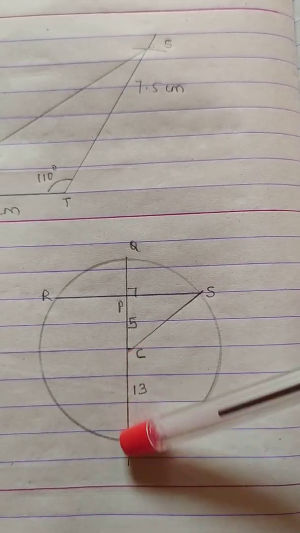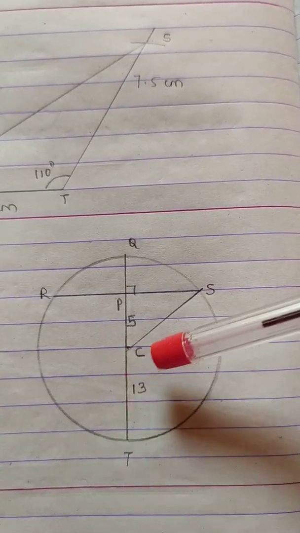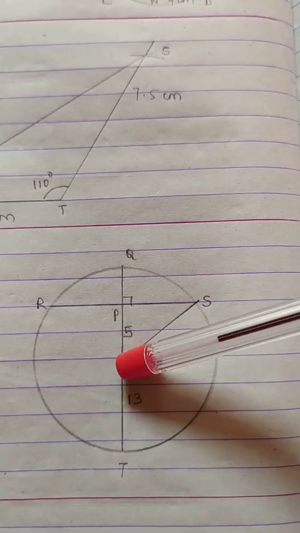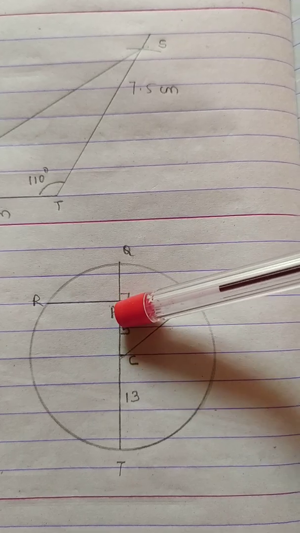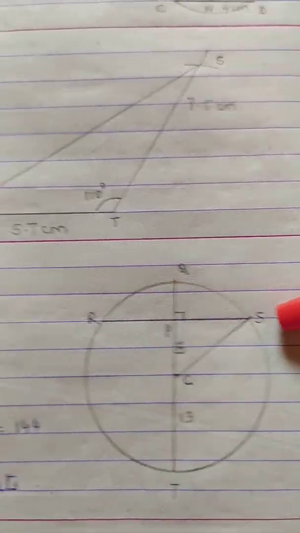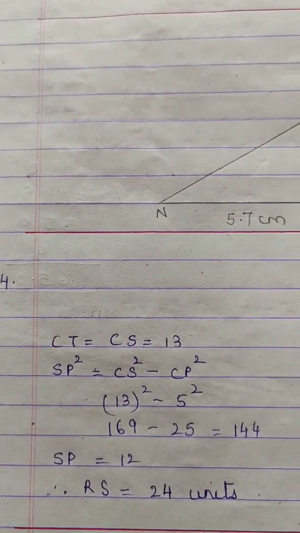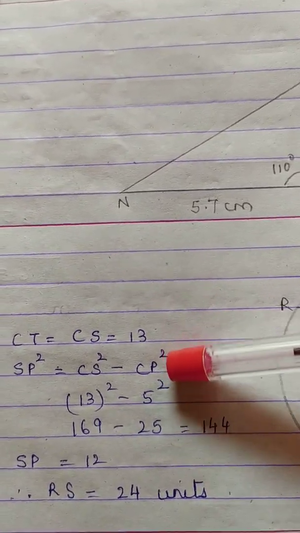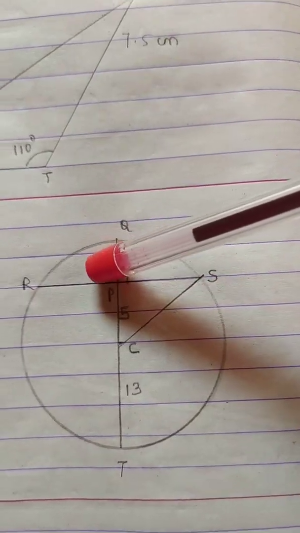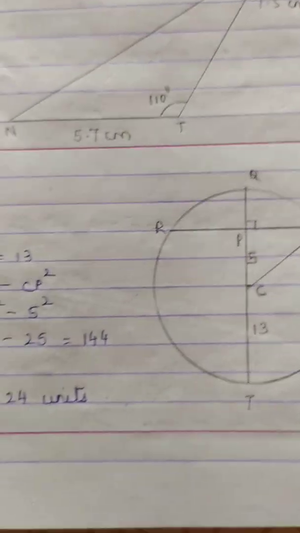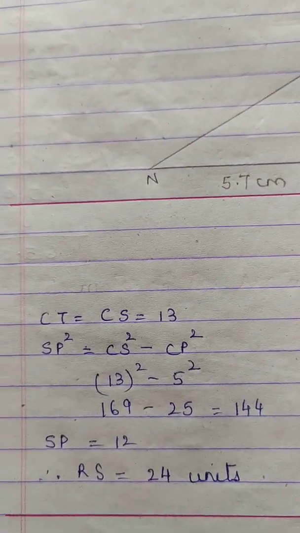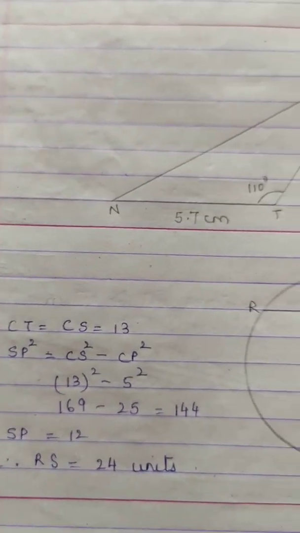Now if CT equals 13, that means it is the radius. That is also equal to CS. This is also the radius, which is 13. Now this is 13, this is 5. Using Pythagoras theorem, I'll find out what PS is, and double it to get the length of the chord. So CT equal to CS is 13. Using Pythagoras theorem, I get SP is equal to 12. Double of 12 is 24 units, which is the length of the chord RS. Okay. So that's question number 4.